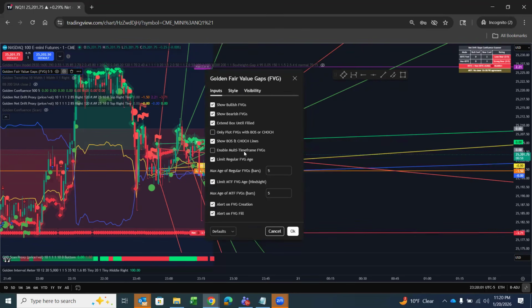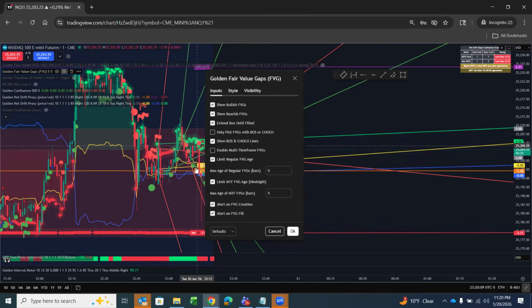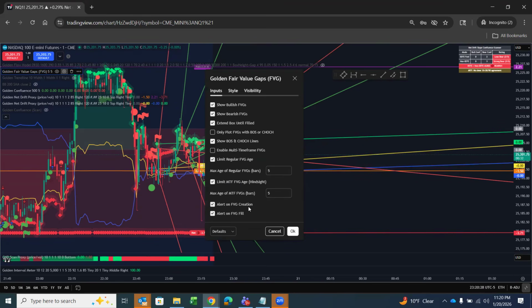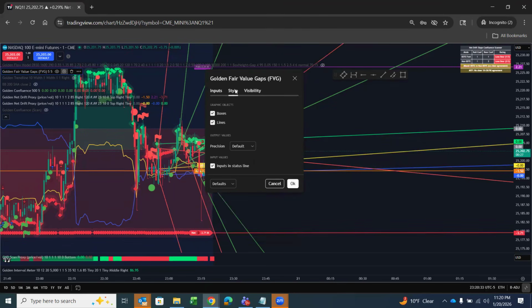I don't enable multi-time frames. You can, and I'll give you more information if you want. But for this purpose, I don't enable it because I already have a lot of multi-time frame information on my chart. I don't want to busy my chart too much. I currently have limit regular fair value gap age to 5. I don't want more than 5 on my chart. And I limit my multi-time fair value gap age to 5 as well. I alert on fair value gap creation and I alert on fair value gap fill. These are the current settings. The styles I keep by default, the boxes and lines are on. So I hit OK.